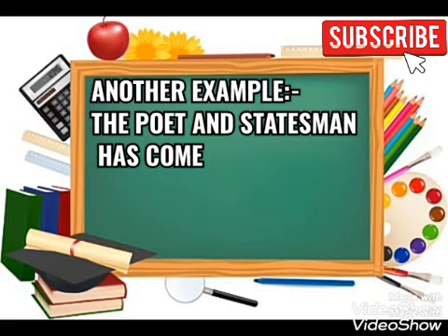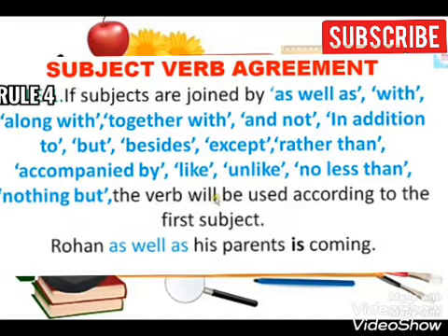See the other example. The poet and statesman has come. Here, the is used with one subject, but the is not used with the next subject, which is joined by and. That is why the verb takes singular. This is a very important rule for subject-verb agreement.